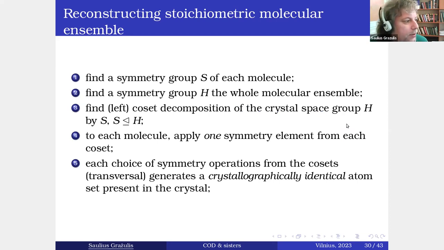So first of all, find a symmetry group of each molecule, and it's a subgroup of a symmetry group of the crystal itself. And here by symmetry group, I don't take translations into account. So we actually take the full symmetry group of the crystal and factorize it by the translation group that every crystal has. And then we get a finite group, one of the 230 space groups. And this we regard then as a symmetry group, a space group of the crystal.